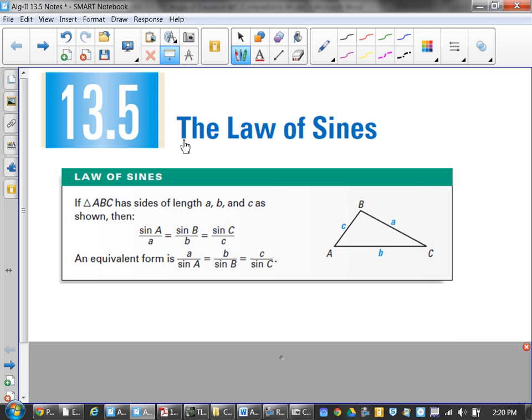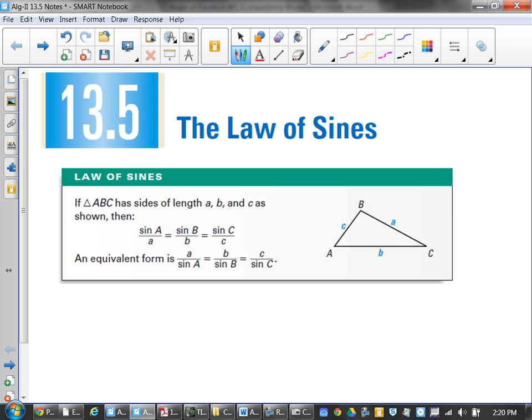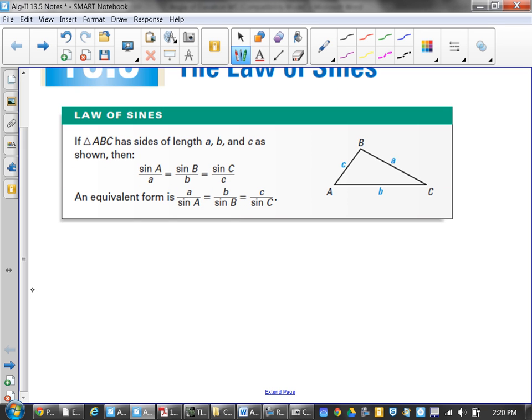All right. Okay. So, law of sines. Like I said earlier, this is review from what you did last year. When you're working with law of sines, it allows you to find side lengths and angles of a non-right triangle.